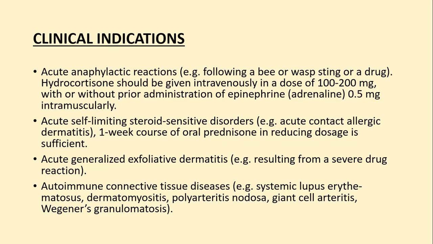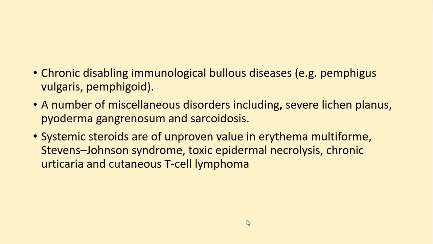Autoimmune connective tissue diseases like SLE, dermatomyositis, polyarteritis nodosa, giant cell arteritis, or Wegener's granulomatosis. Chronic disabling immunobullous disorders like pemphigus vulgaris, bullous pemphigoid, steroids are very useful. And a number of miscellaneous disorders like severe lichen planus, pyoderma gangrenosum, and sarcoidosis.